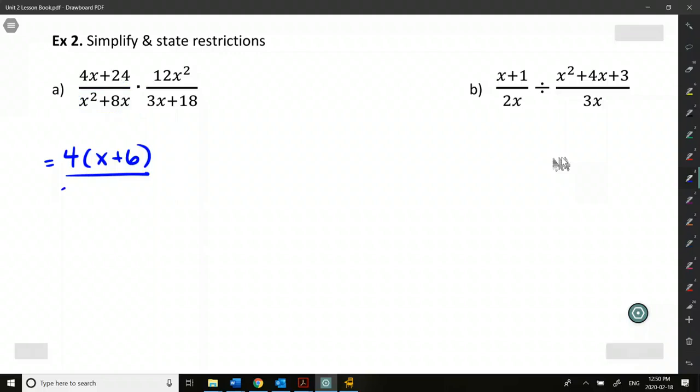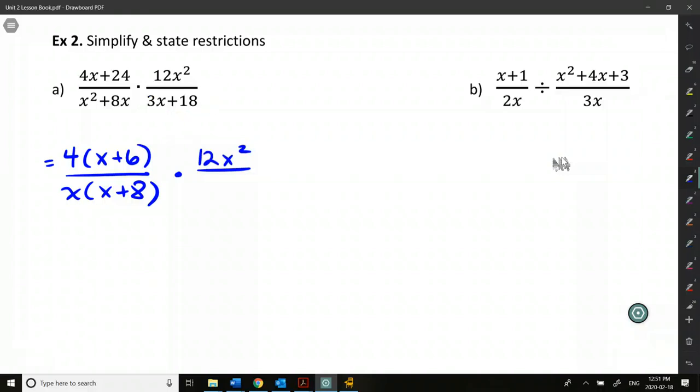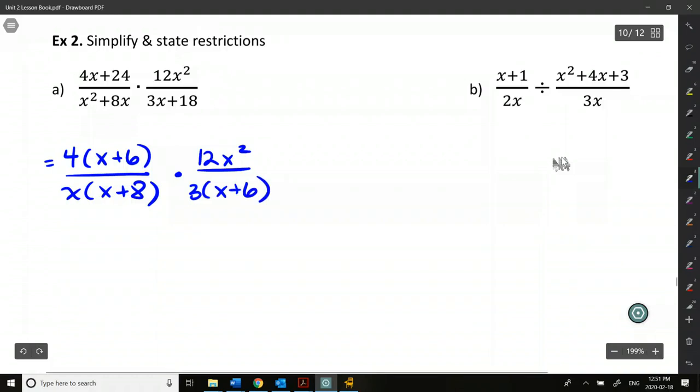There's a common x. So we're left with x plus 8. Single term, there's not a lot that we can do with that, so that one will just stay as 12x squared for now. Okay, and then 3x plus 18. Yep, we will common factor a 3. We're left with x plus 6.